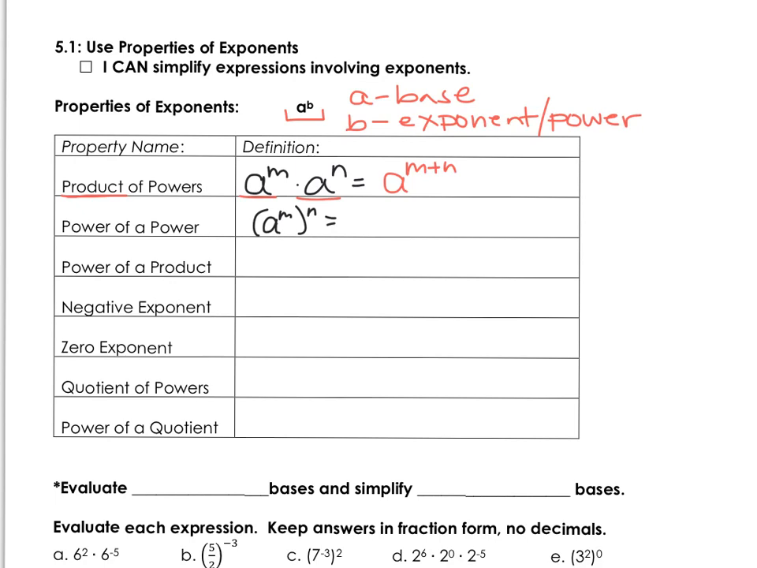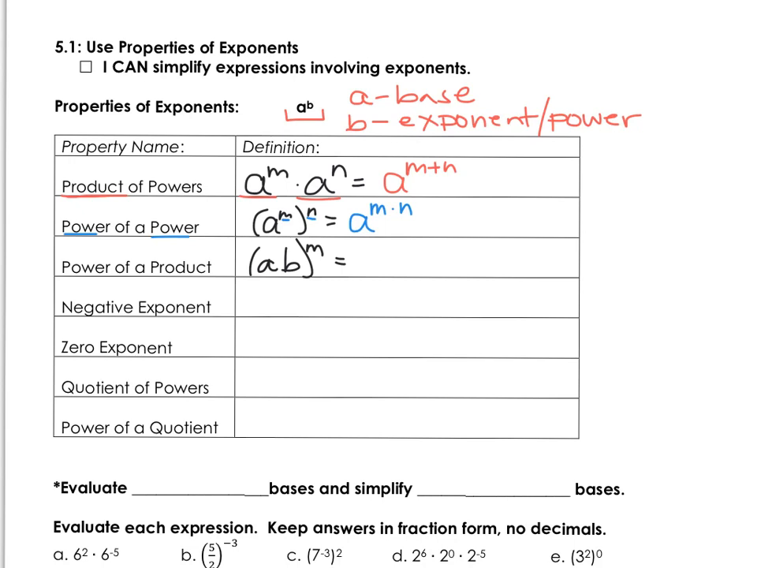Our next property is power of a power. And this, notice we have an exponent on the inside and the outside. If you have one base but an exponent on the inside and the outside, a way to simplify this expression is to multiply. So m times n. It's like giving a superpower when there's a power on the inside and the outside. We multiply to make it bigger.